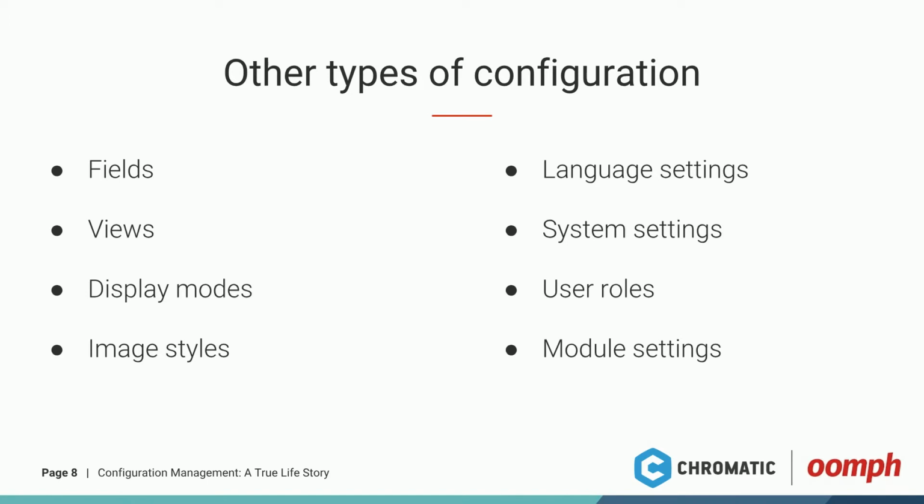Other types of configuration. Fields are configuration, views, image styles, language settings, system settings, facets if you're using Search API, and then modules themselves have configuration. So all of those things, when you're working with config management and you do a config export, you'll see the config for your modules, for your language, for your fields. So don't be scared. It's okay.